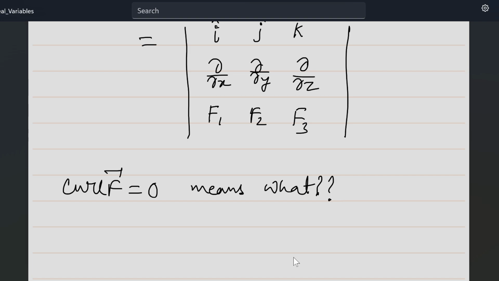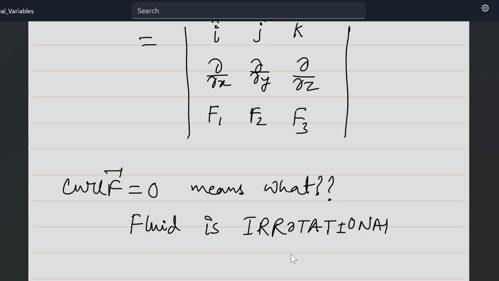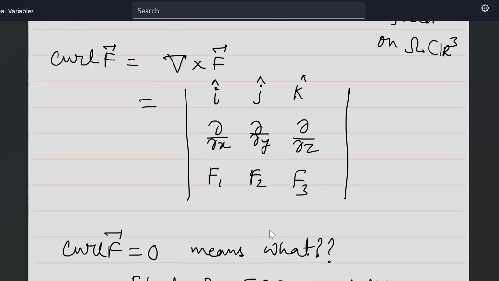It means, like in the case of this example, the velocity of fluid at every point would be the same. Yes, that means the fluid is not rotating, it is irrotational. That is called irrotational. That means the fluid is not rotating. Curl represents how much it rotates. Curl zero means it is not rotating. That means irrotational.